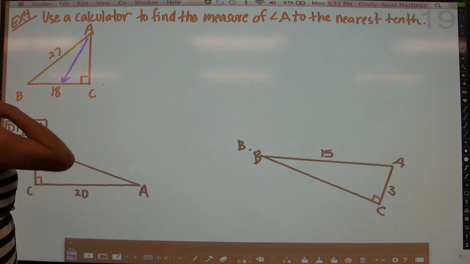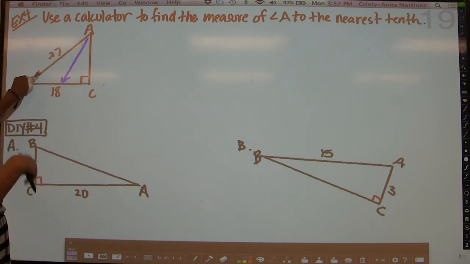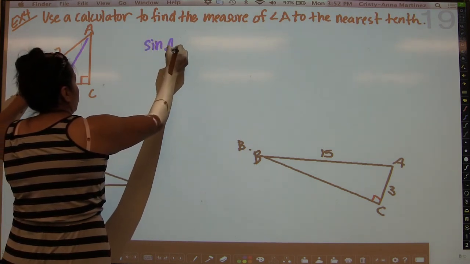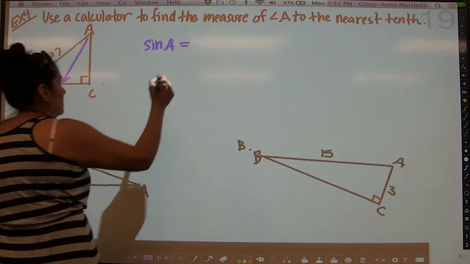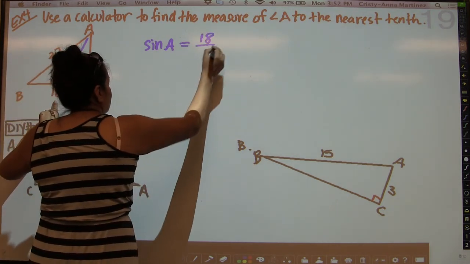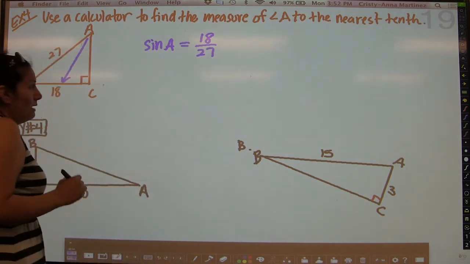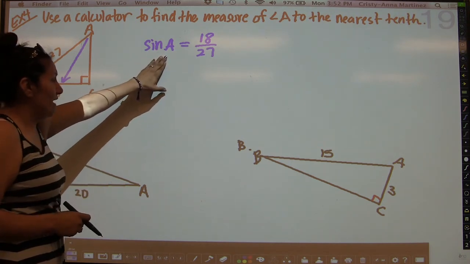When I could just as easily use the opposite side and the hypotenuse would be sine. So it makes sense in this case to use the sine function. So sine of A is equal to the opposite side, which is 18, divided by the hypotenuse side, which is 27. Okay, but what I'm trying to find now is A. What is the value of A? And how do I get rid of A?